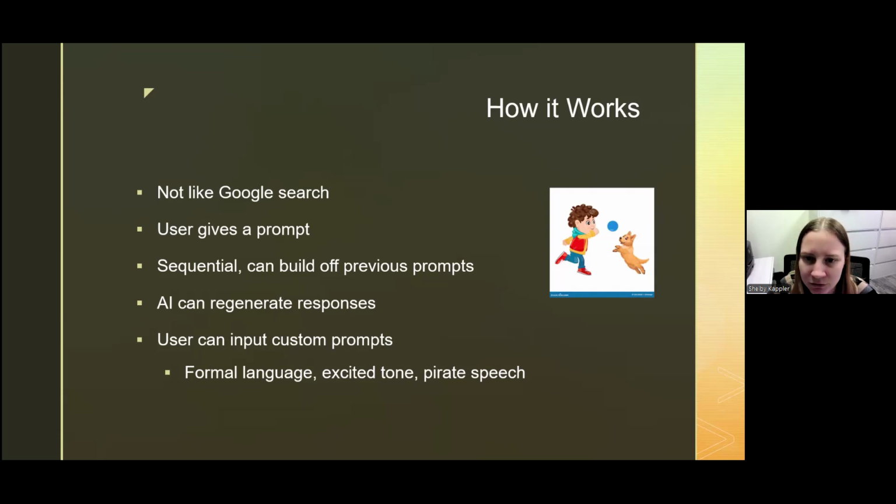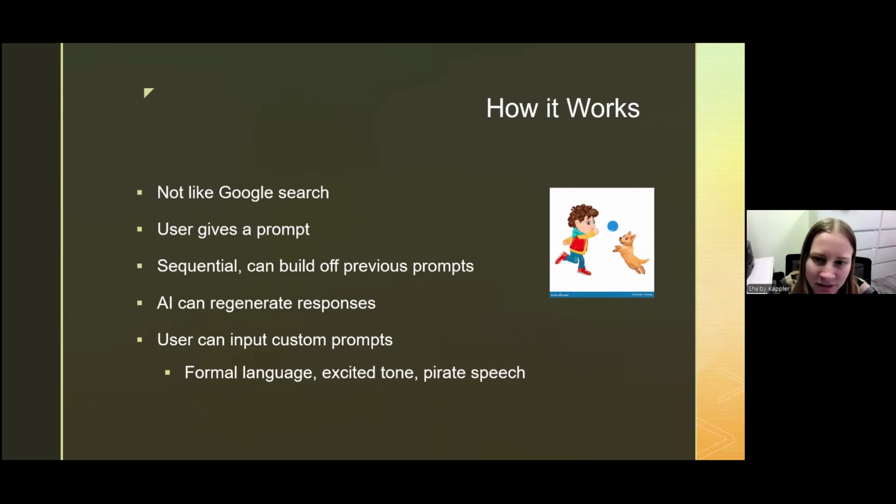So, for example, if you were looking for examples of active versus passive voice, it might come up with an example that says the chef cooked the meal versus the meal was cooked by the chef. If you didn't like that example, you could ask it to regenerate a response using a dog theme. So then maybe it would say the boy threw the ball for the dog rather than the ball was thrown by the boy for the dog.